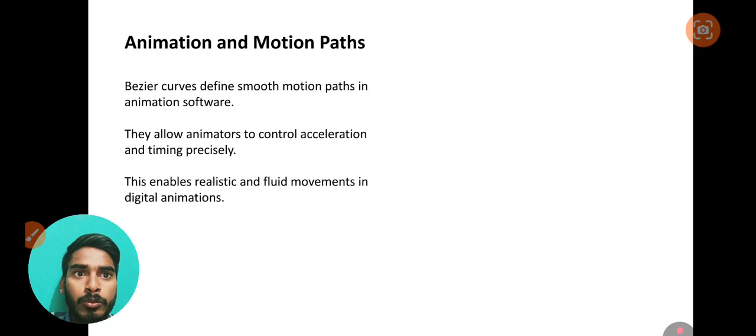Animation and motion paths. Bezier curves define smooth motion paths in animation software. They allow animators to control acceleration and timing. This enables realistic and fluid movements in digital animations.